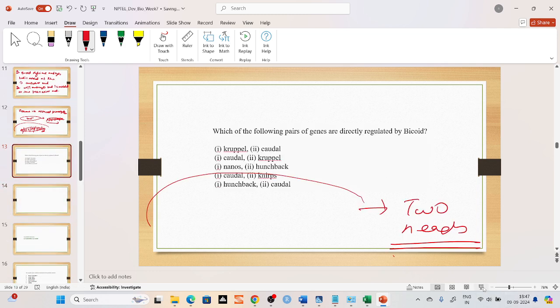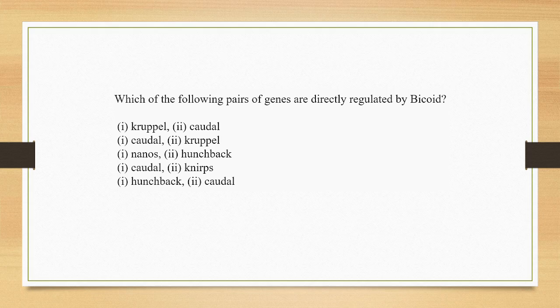Anyways, so the next question is, which of the following pairs of genes are directly regulated by bicoid? First option, Krüppel and caudal. Second option is caudal and Krüppel. Third option is nanos and hunchback. Fourth option is caudal and ribs. And your last option is hunchback and caudal. Okay, it's 6:47. I'll give you 2 minutes. I'll switch the screen at 6:49. Okay, try to answer the question.